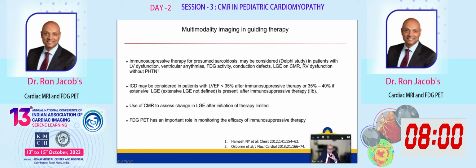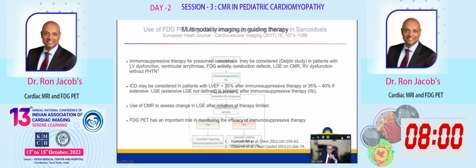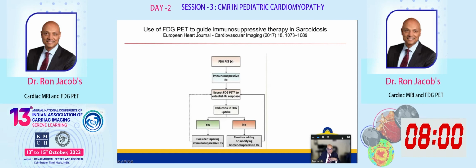FDG is also useful in monitoring the response to therapy after you start immunosuppressive therapy. So this is an algorithm that they've come up with. If your PET is positive and you have a confirmed diagnosis of sarcoid or high clinical suspicion, start immunosuppressive therapy, repeat FDG PET, and if there's a reduction in FDG PET uptake, then consider tapering the immunosuppressive drug. Now, what does that look like?